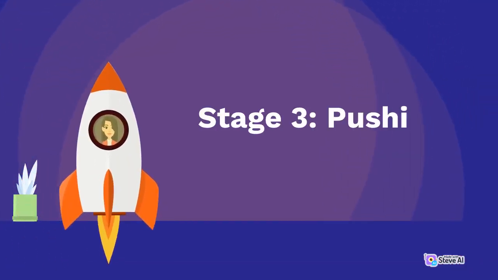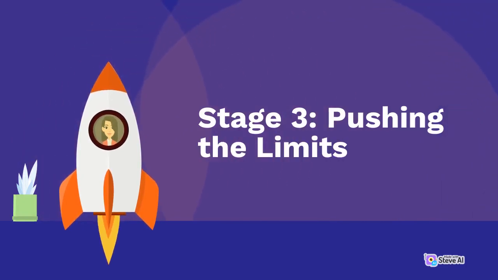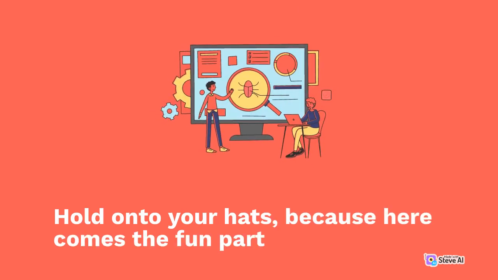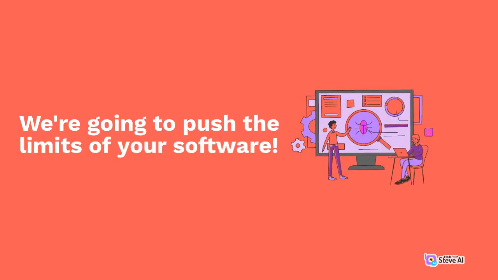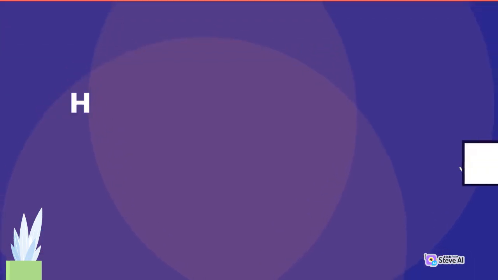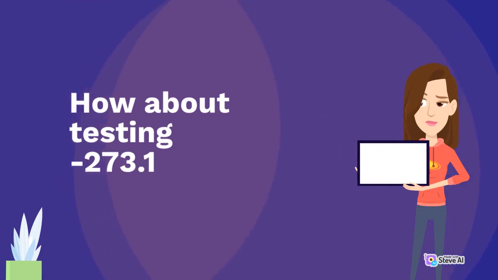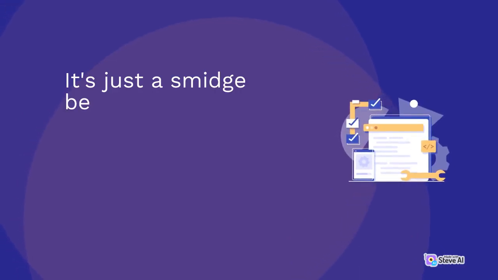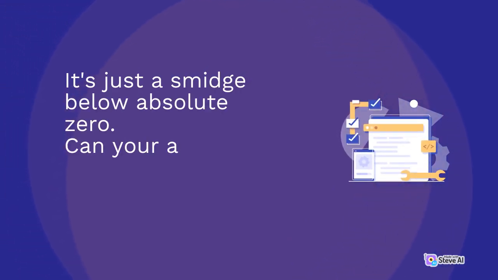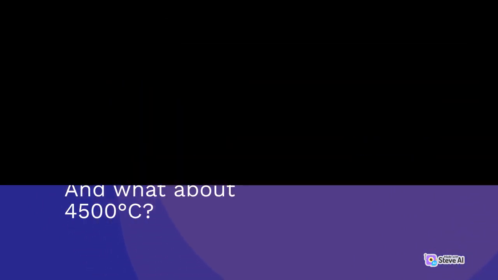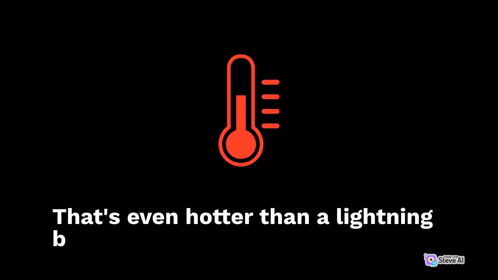Stage 3. Pushing the limits. Hold on to your hats, because here comes the fun part. We're going to push the limits of your software. How about testing minus 273.16 degrees Celsius? It's just a smidge below absolute zero. Can your app resist the chill? And what about 4,500 degrees Celsius? That's even hotter than a lightning bolt.